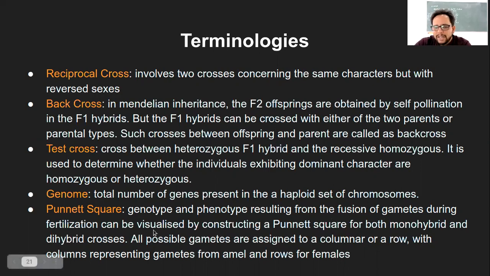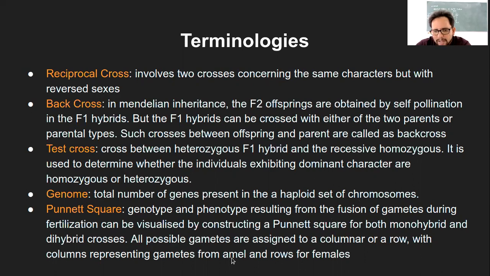Punnett square is one type of method where you study the genotype and phenotype resulting from the fusion of gametes during fertilization, and this particular method was designed by this guy, and that's why it is named after him, that is Punnett square. It can be used for both monohybrid and dihybrid crosses. And with this you can write down all the possible gametes that are assigned to a column or row, and those columns and rows will represent those particular gametes.